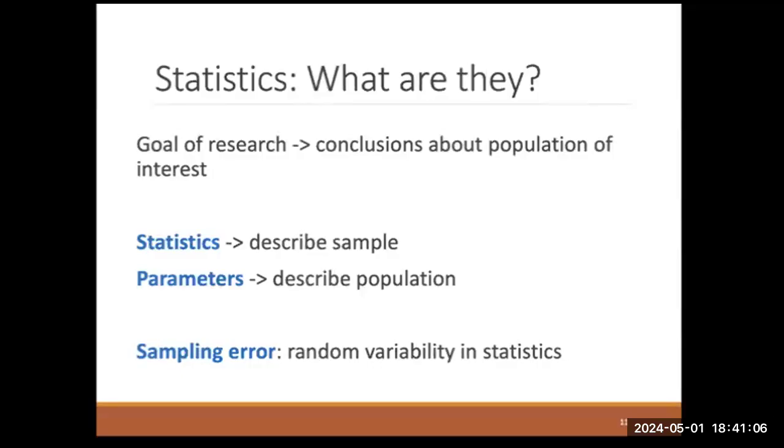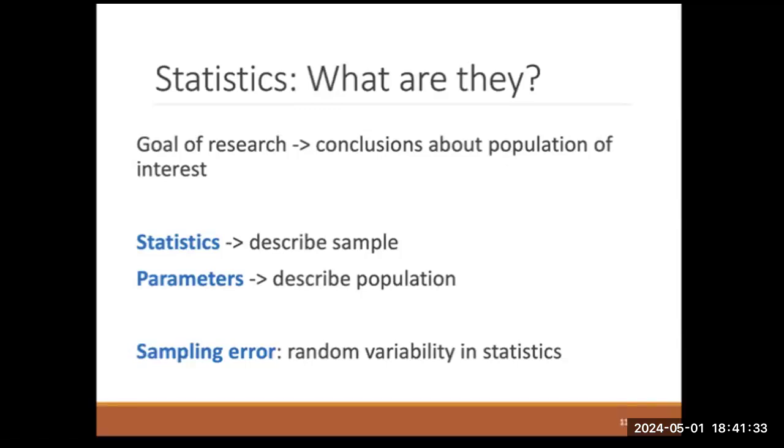When we talk about statistics, the term is actually used to describe information about the sample, about the participants that we have gathered for our study. When we talk about the population in general, the term that should be used is parameters. So statistics refer to the sample and parameters refer to the population.